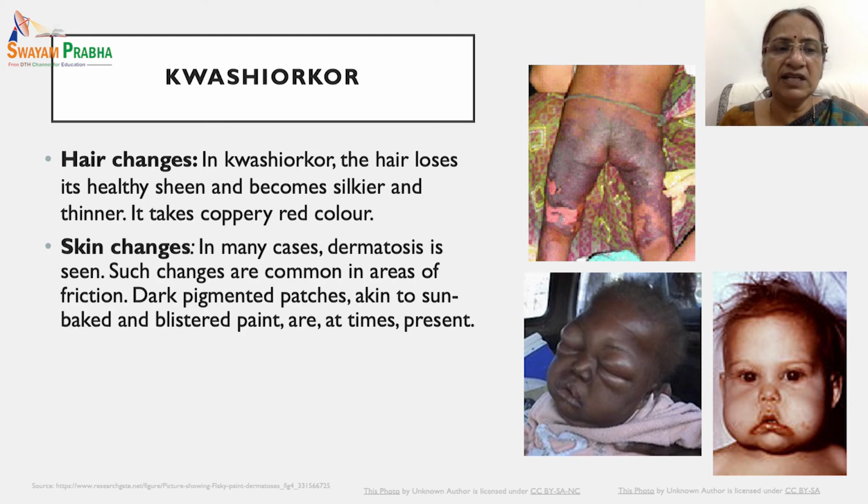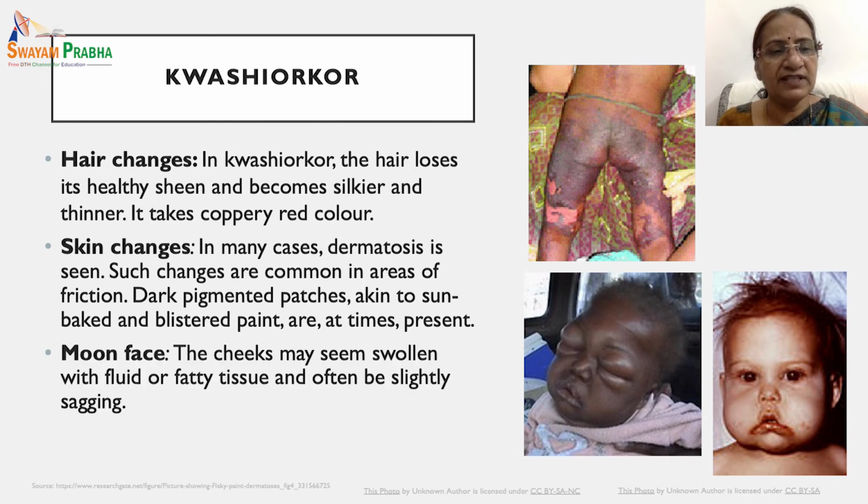Skin changes. In many cases, dermatosis, that is changes in skin, is seen. Such changes are common in areas of friction. Dark pigmented patches akin to sun-baked and blistered paint are at times present, known as flaky paint dermatosis. These desquamated patches may peel off, leaving bleeding patches resembling sunburns. Moon face. The cheeks may seem swollen with fluid or fatty tissue and often be slightly sagging.